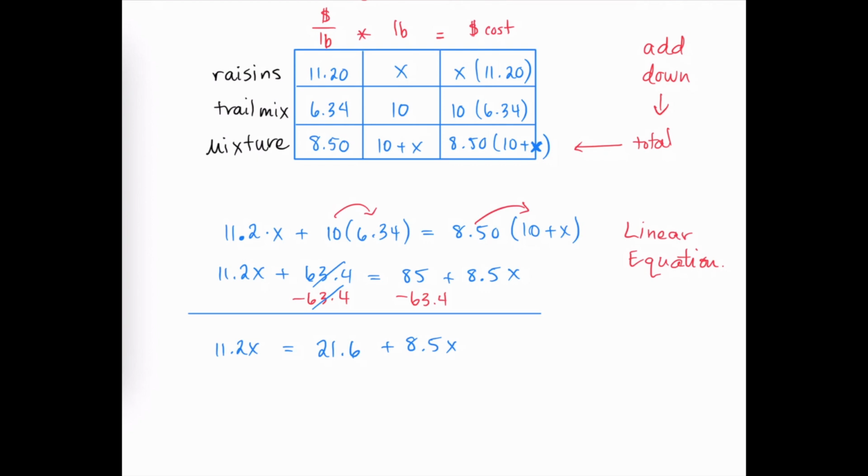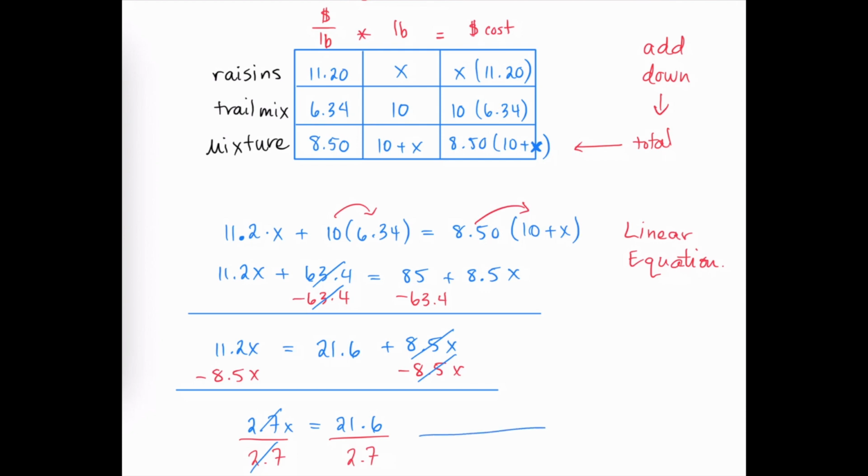Now let's get our x terms together on the left-hand side, so we'll subtract 8.5x from both sides. The 8.5x's cancel on the right, and on the left we now have 2.7x is equal to 21.6. To completely solve for x, we now need to divide both sides by 2.7. They'll cancel out here on the left, leaving me with just x. And 21.6 divided by 2.7 on the right is 8.